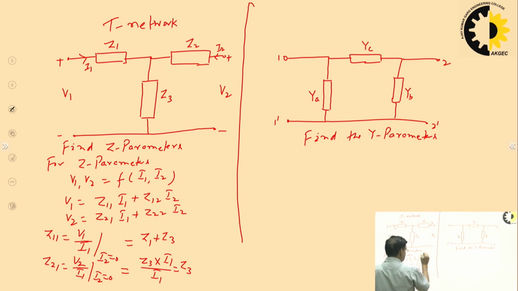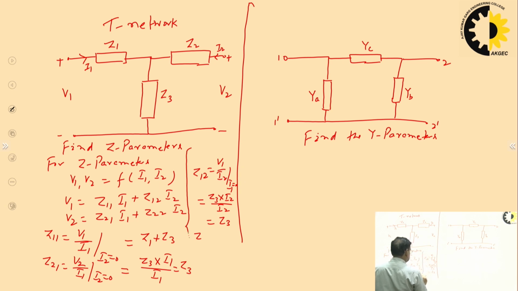Then Z12 and Z22. So Z12 is V1 upon I2 when I1 is 0. When I1 is 0, the supply is on this side. So V1 is Z3 into I2 divided by I2. So it is Z3. And Z22 is V2 upon I2 when I1 is 0. So with I1 being 0, it is Z2 plus Z3. So these are the Z parameters.